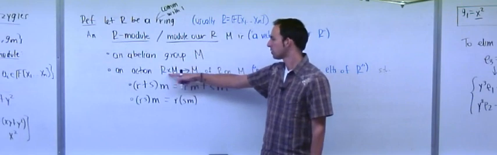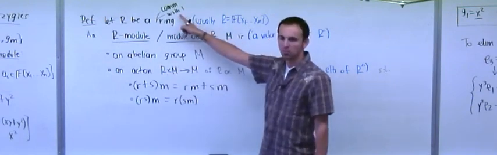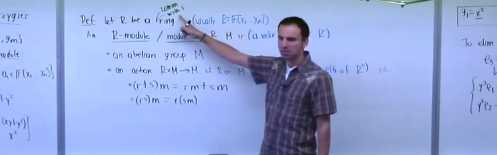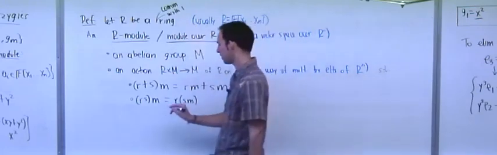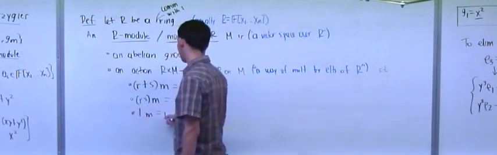Now, because I said that my ring has a 1, I also want this action to be compatible with that 1. And what that means is simply that when you multiply by 1, nothing should happen to you.